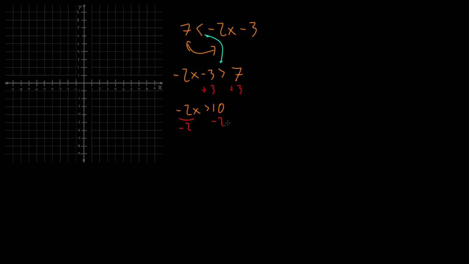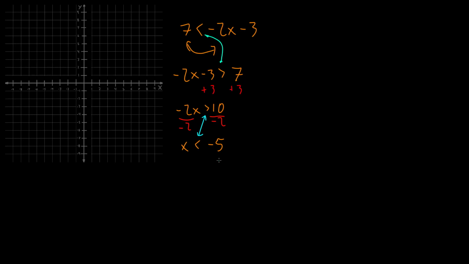And what are we going to have here? By the way, this is when we need to swap signs again. We have x is less than negative 5. Now let's see if this answer looks correct. Note once again that we are swapping the direction here of the inequality.